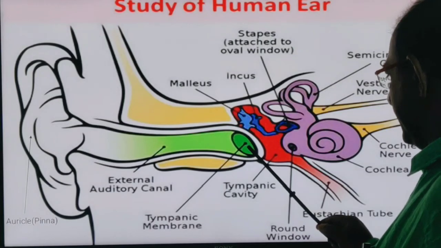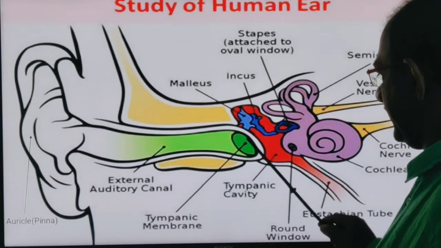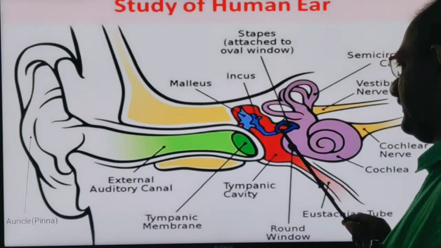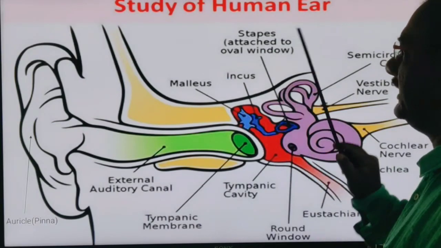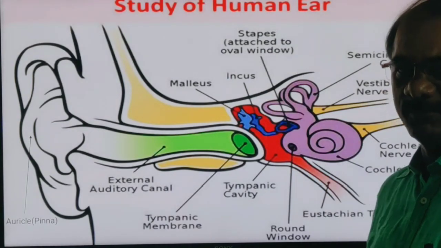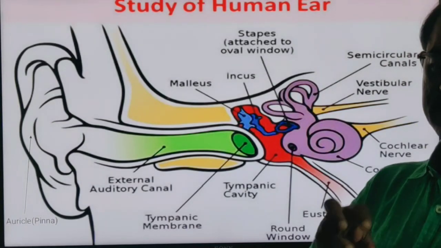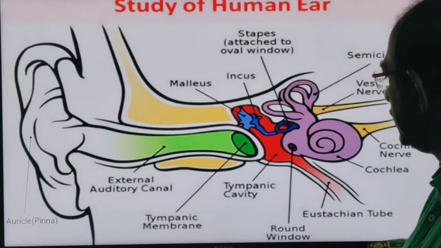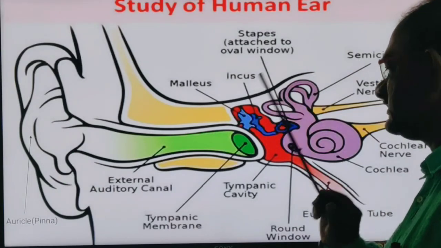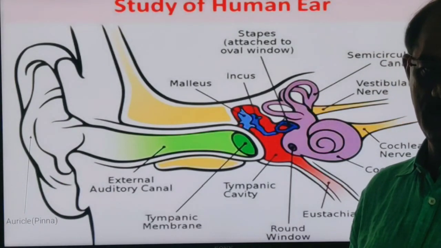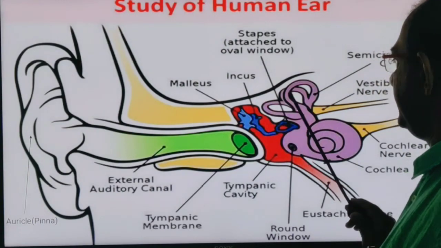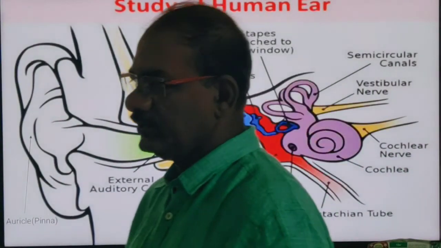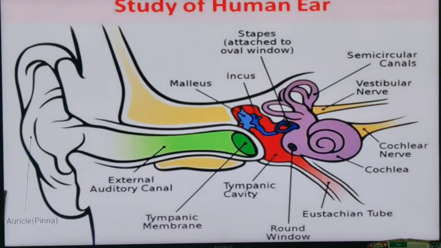The sound waves pass the eardrum. Through this eardrum they pass the tympanic cavity. Through this tympanic cavity they pass the malleus, then incus, stapes, and then the oval window. That type of conduction or vibration occurs with the help of those bones. Stapes is the smallest bone in our body. Stapes is the smallest bone, and its attachment is the oval window. So this is the part of the middle ear.